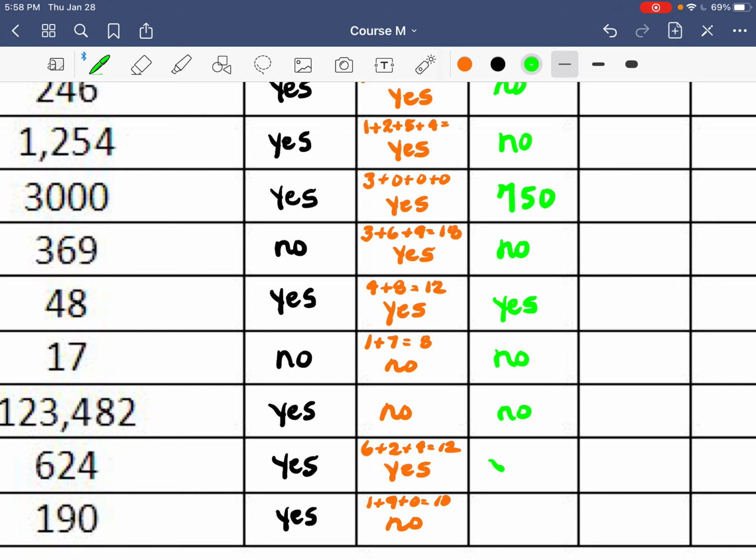624, the 24 is divisible by 4. And then be careful with this one. 90 divided by 4, it's not double zeros. This one is not an even division, so that is a no.